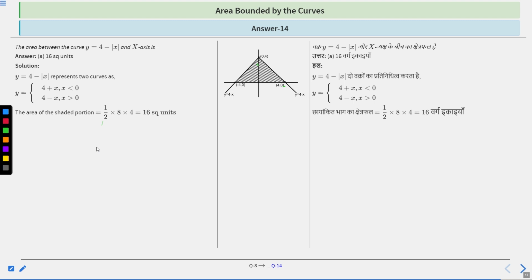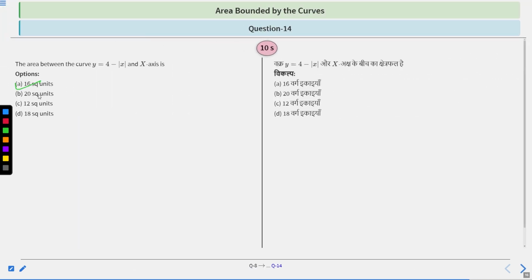Clear? I have represented the function y equal to 4 minus mod x using a piecewise function, in the different intervals of x. When x is less than 0, y is equal to 4 plus x, and when x is greater than 0, y is equal to 4 minus x, right? So after all the calculations, we got the answer as 16 square units. So I think option A is the right choice, 16 square units, right?